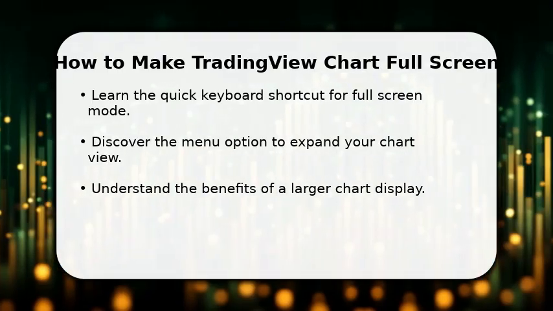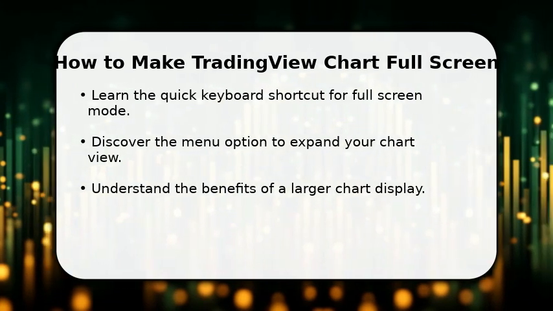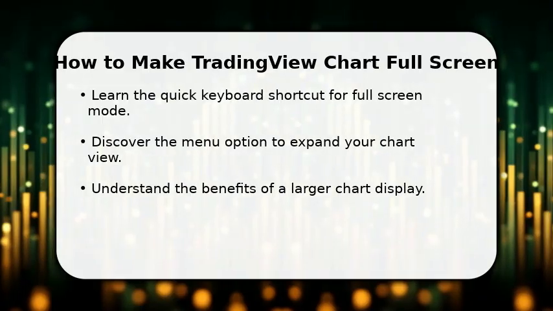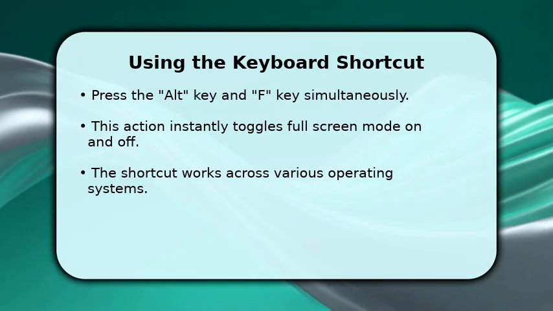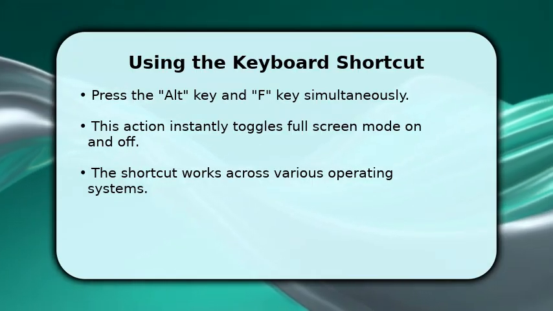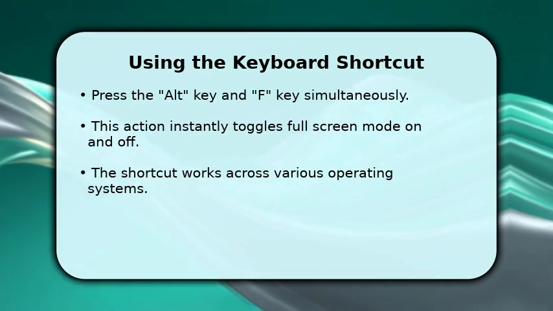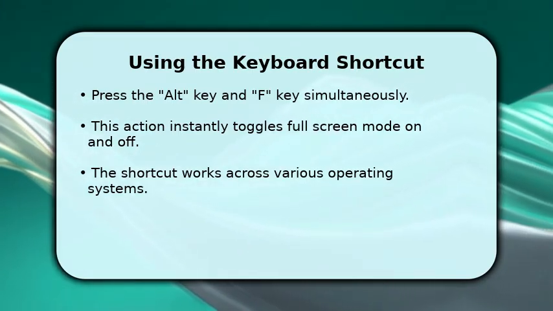Getting your chart full screen is a fundamental step for serious traders, offering an unobstructed perspective on price action and indicators. The fastest way to go full screen on TradingView is with a simple keyboard shortcut. Just press the Alt key and the F key at the same time. This combination acts as a toggle, meaning you can press it once to enter full screen and again to exit.